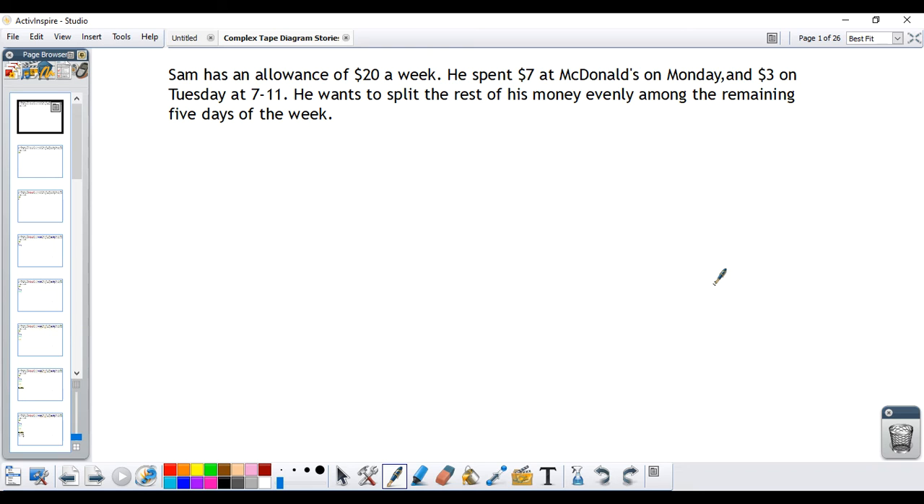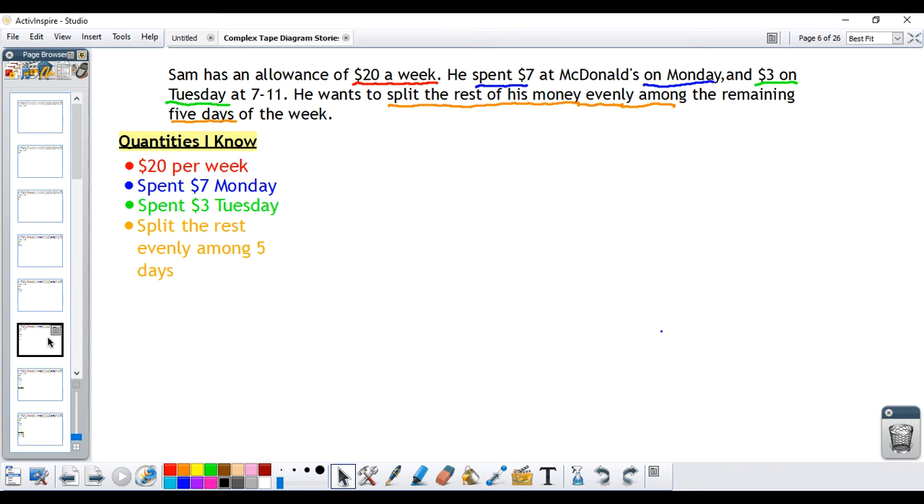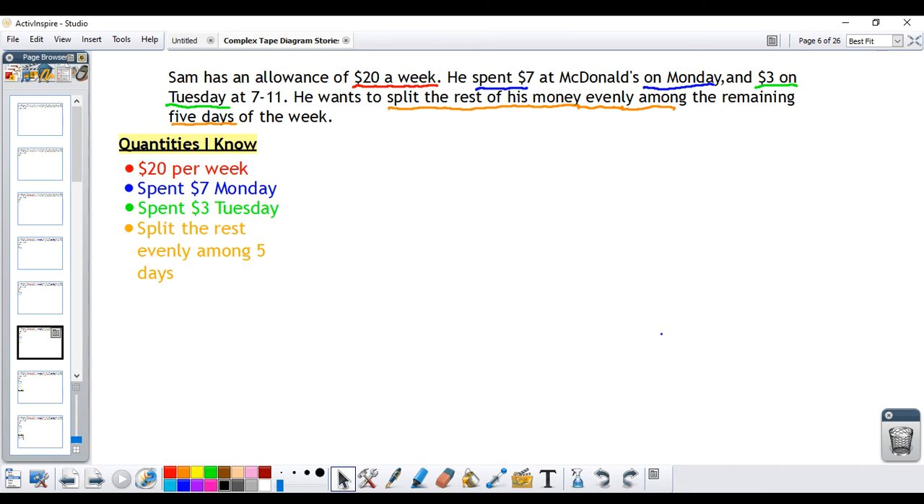So in order for me to create a diagram to represent this, first I need to figure out what I know and what I don't know. So let's start with what we know. We know that Sam is getting $20 a week. We know that he spent $7 on Monday. We know that he spent $3 on Tuesday. And we know that he wants to split the rest evenly among 5 days.